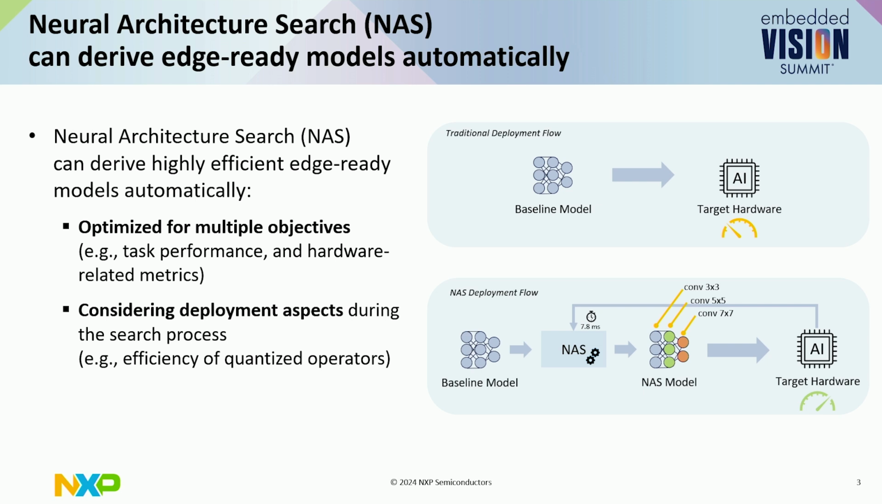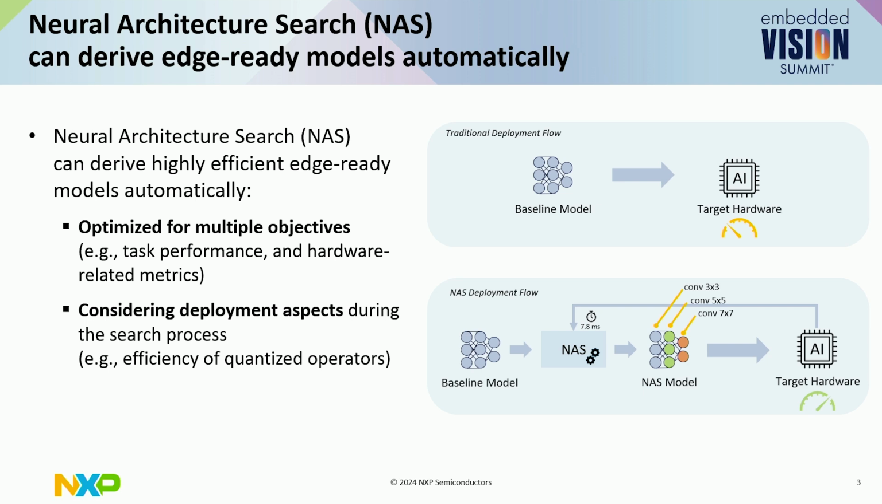So in this figure you see the traditional deployment flow. One starts from a baseline model, which we can also call the seed network, and then runs it on the target hardware, and typically achieves a performance that may not be the one you're looking for. In this case, we exemplified with real-time latency.